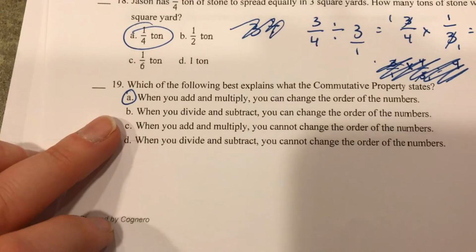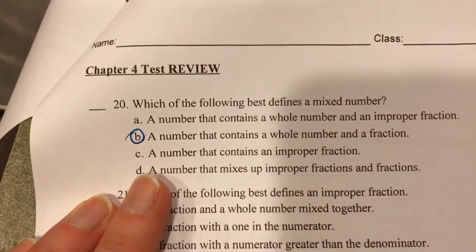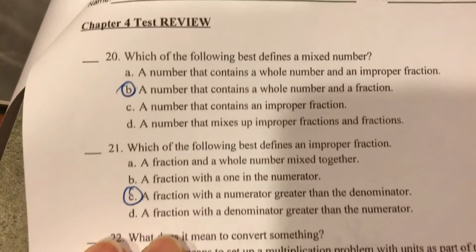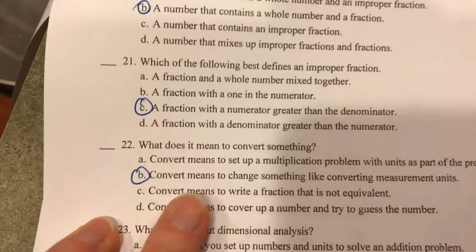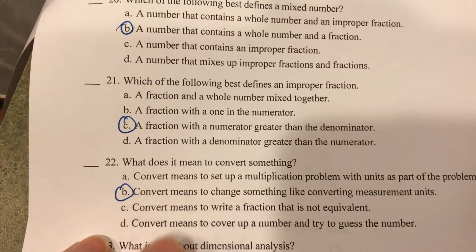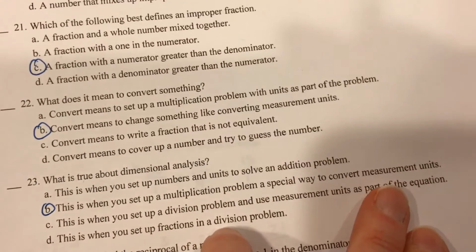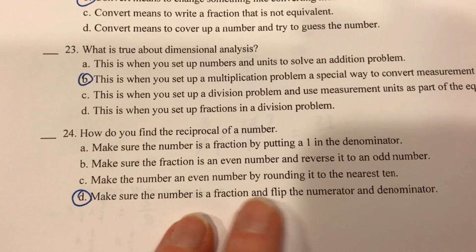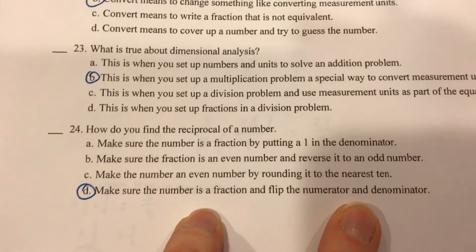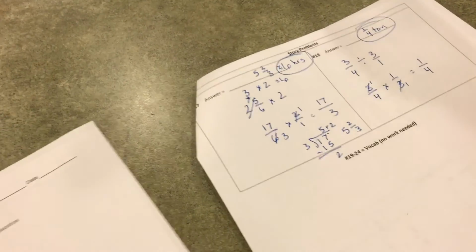Let's look at the vocab. Commutative property, that is when you add and multiply, you can change the order of the numbers. Mixed number is a number that has a whole number and a fraction. Improper fraction is a fraction with a numerator greater than the denominator. Convert is to change, like converting measurement units. Dimensional analysis is with multiplication and it converts measurement units. And reciprocal, make sure the number is a fraction and flip the numerator and denominator. Okay, that's the review. The test is basically the same thing with different numbers.